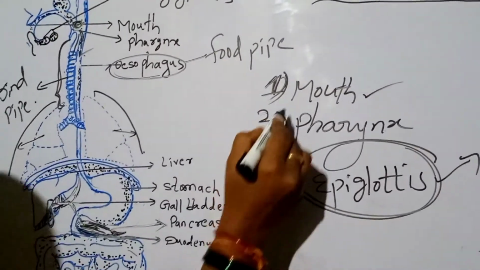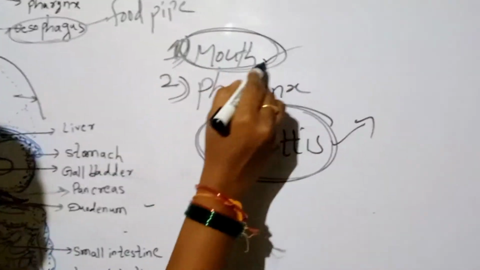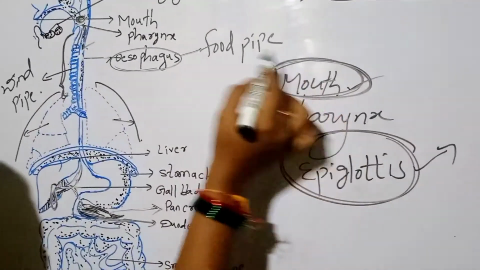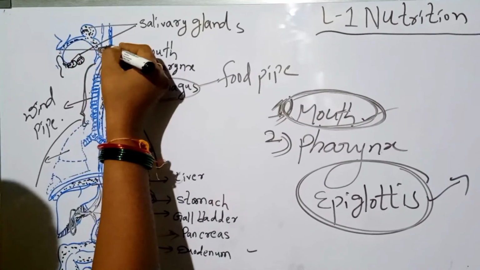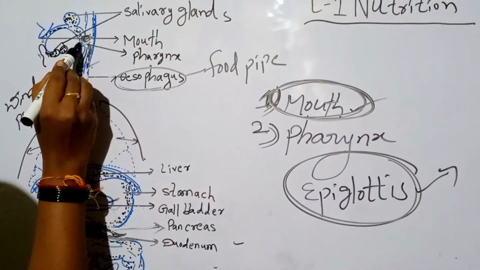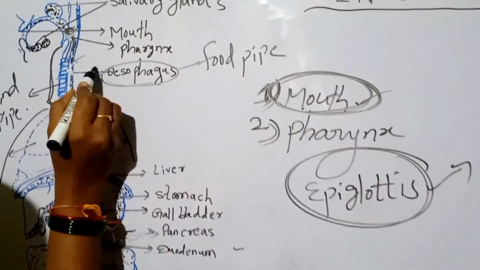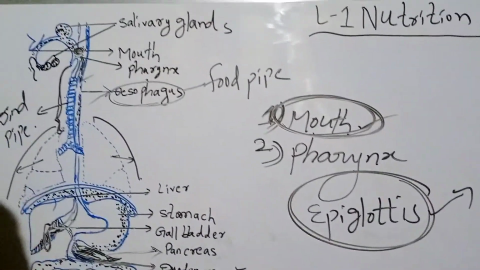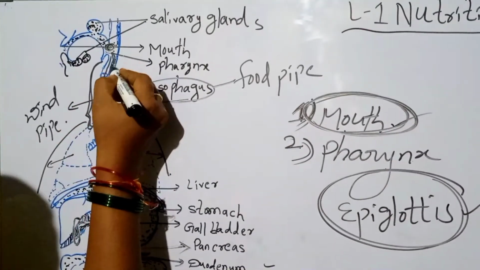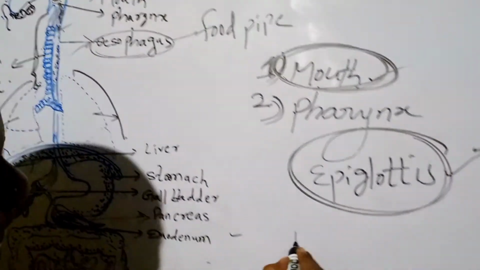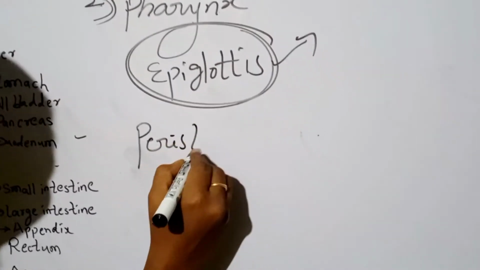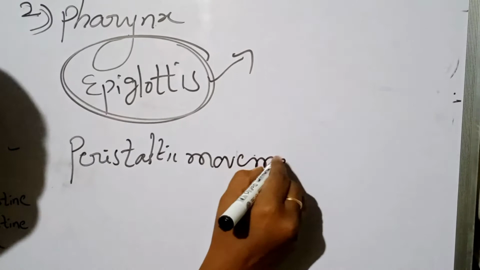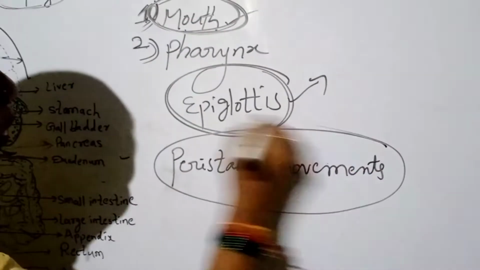So the mouth contains saliva, and saliva contains amylase enzyme, and that enzyme digests the food. From the buccal cavity food enters into the pharynx and the pharynx to the esophagus. The esophagus contains no enzymes. The food moves through the esophagus by peristaltic movements.